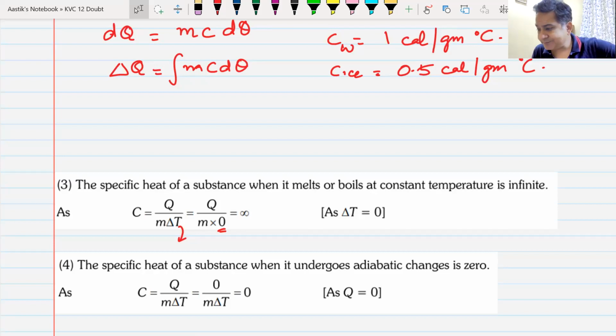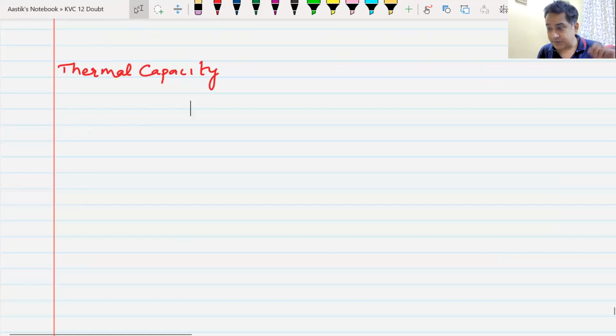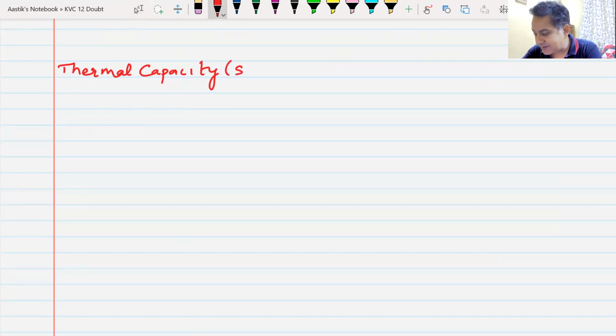Have you noted it down? Yes, sir. Okay. Let me then just take you to the next term. This term comes thermal capacity. I will denote this term by S. So I keep S for this term. Now, what is this thermal capacity?